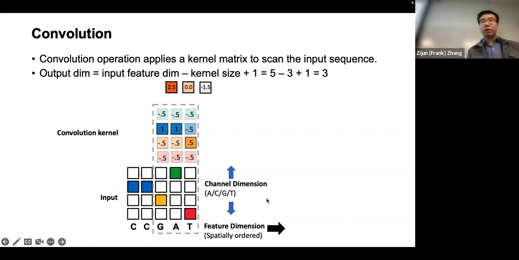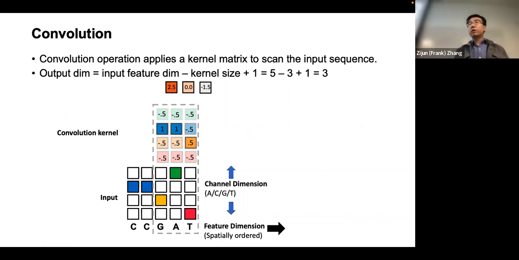And just to emphasize this again, these channel dimensions, A, C, G and T, are fixed. So if you switch two rows in this channel dimension, your input will mean totally different things, right? So you can't switch A to C. However, here you can precisely see why the feature dimension is permutation invariant, because we are sliding this convolutional kernel matrix from left to right. So if you also shift your input sequence by a few base pairs, the sliding operation will still account for those local dependencies. So the output for this part of the sequence will still be 2.5, 0 and negative 1.5. This is why it's called permutation invariant. You can shift this along the spatial dimension.